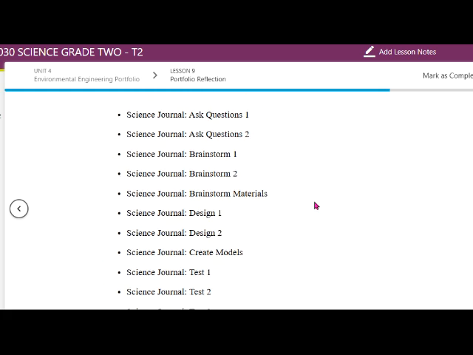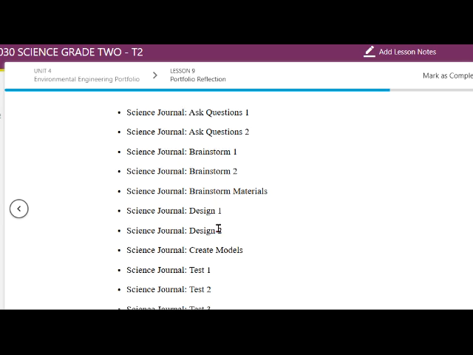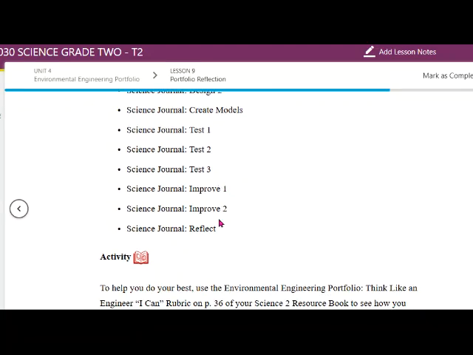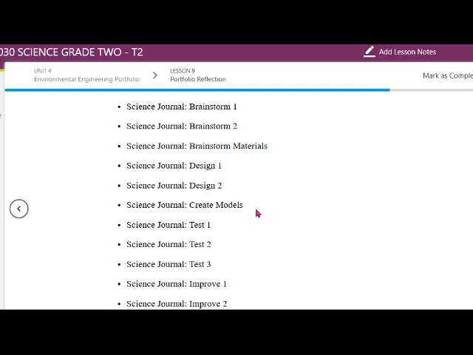So it's a lot to turn in, but don't think that every single one of these has to be a different sheet. Some of these can be combined into one section, and that's okay. Just make sure that you go through each step.